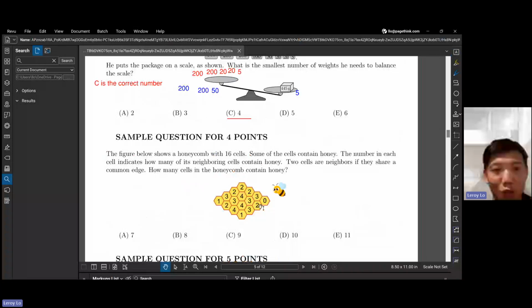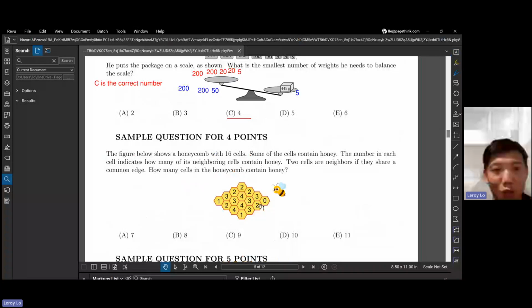So don't worry about that. Let me think about which one we could go to. Maybe we go this one. This one means 2. The surrounding has 3 cells, so two of them need to have honey. Interesting. So let's think about which one we need to go to. Maybe we go to this one. This one had 3. So maybe let's count this one.